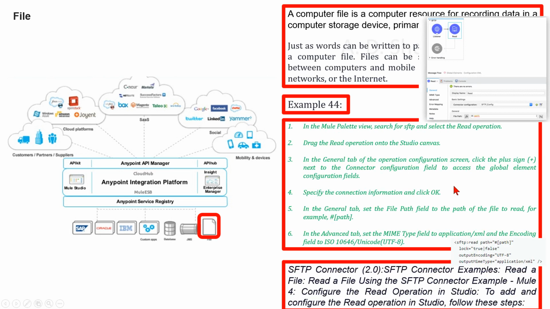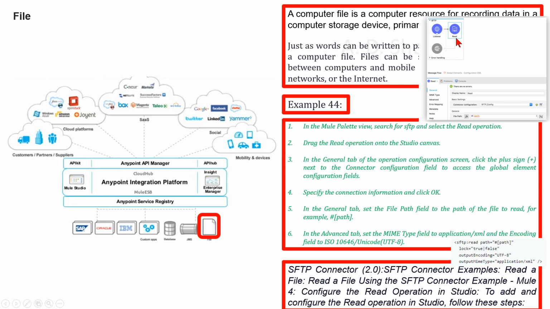Now we are considering configuring the Read operation in Studio, in Read the file using SFTP connector example, Mule 4, in SFTP Connector 2.0 and SFTP connector examples. To add and configure the Read operation in Studio, follow these steps. In the Mule palette view, search for SFTP and select the Read operation. Drag the Read operation into the Studio canvas.